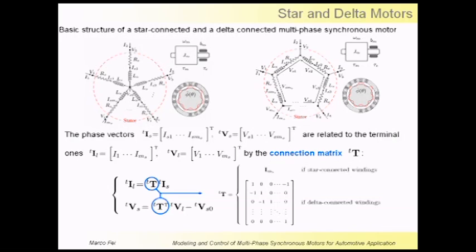While in a delta connected motor, using Kirchhoff's law, the current flowing into the terminal is the difference between the currents that flow in two adjacent phases. So in this case, the connection matrix has this structure. Using this matrix as a connection block in the POG model, one can obtain a general model independent from the type of stator connection.